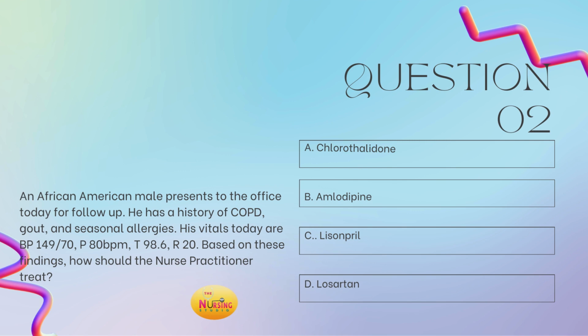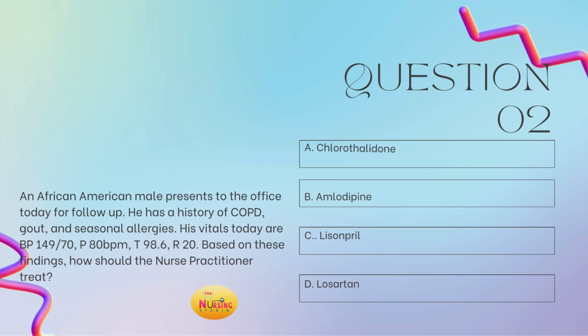Now we know that for first line therapy, we have our thiazides, we can do ACEs, ARBs, calcium channel blockers, all of the things, right? But in African American patients, the best medications are either thiazides or calcium channel blockers. He's not diabetic, doesn't have chronic kidney disease, so we don't need to go to an ACE or ARB initially.